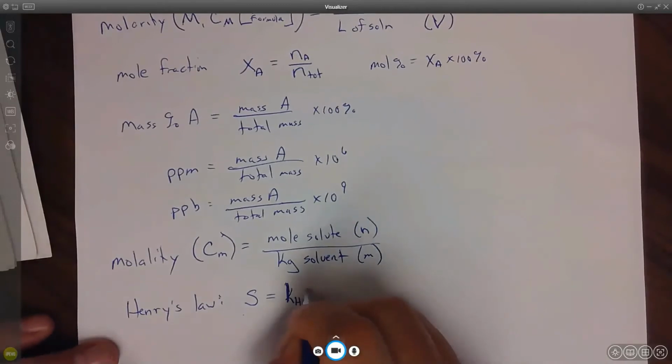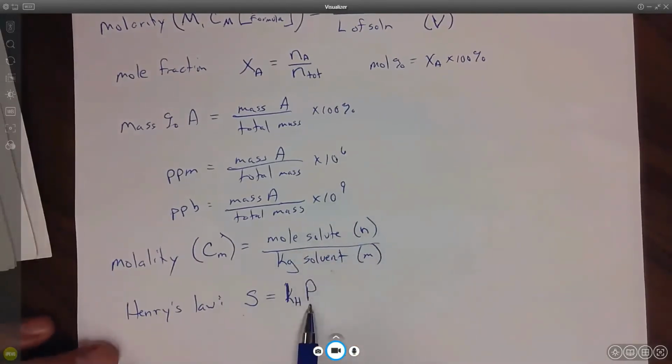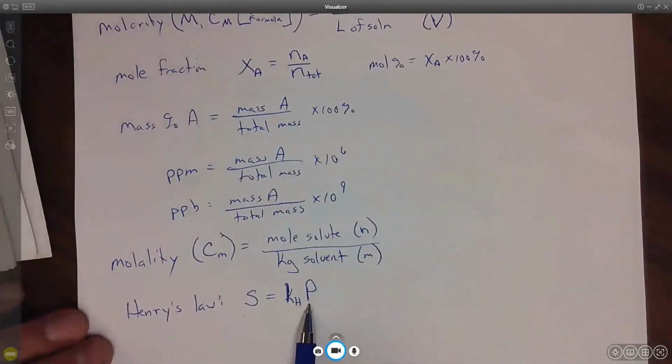And then the solubility is proportional to the partial pressure of the gas that you're dissolving in the solvent. So that's the partial pressure of the gas that you're dissolving in the solvent, okay?